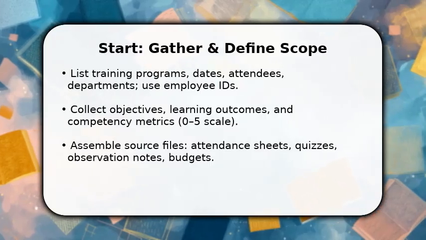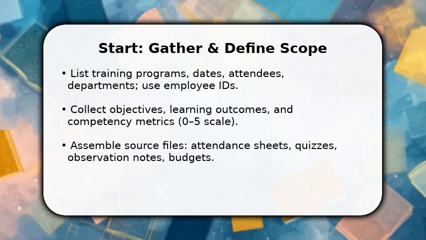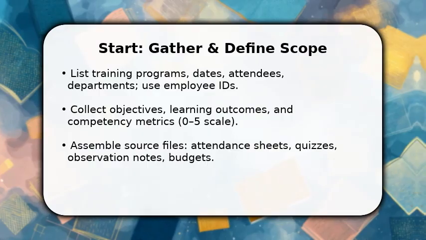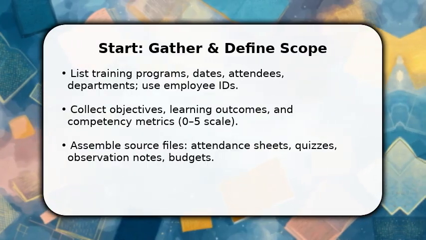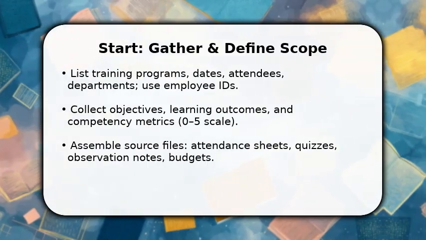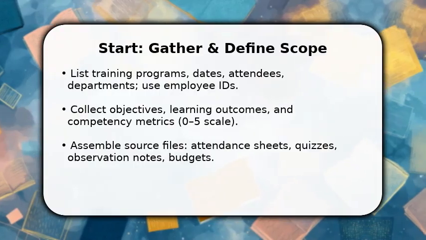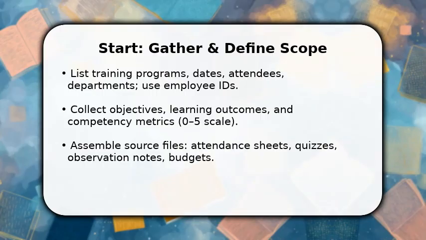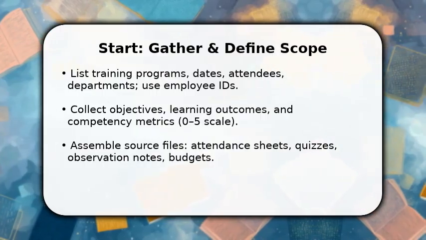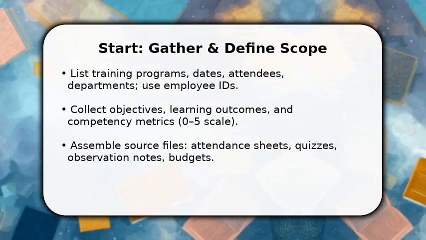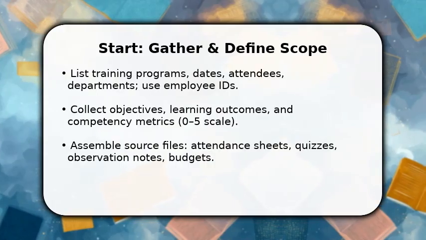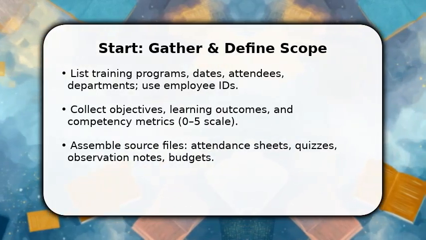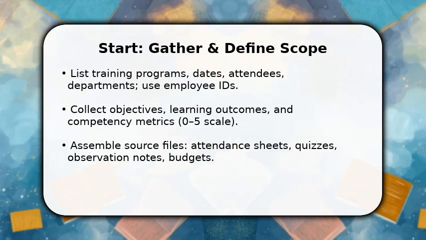You begin by defining exactly what the report will cover and why it matters to operations. Gather attendance lists, objectives, budgets, and competency metrics now so you can analyze rather than search later. Once done, map each training to measurable outcomes and assign employee ID for tracking. Make sure to save originals and a working copy labeled with date and version number. This preserves auditability and speeds analysis when you start compiling performance gaps.